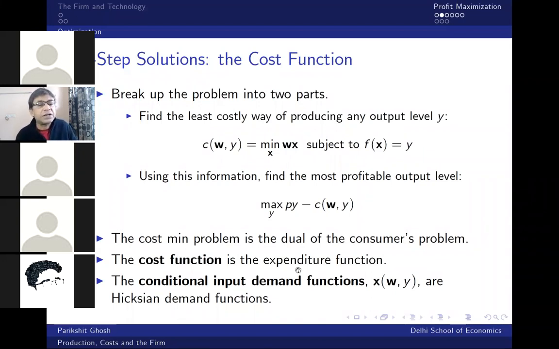All right, Rishi. So can the Shepherd's lemma also be applied here? Yeah, absolutely. Everything. All I'm saying is that these are identical. The cost function is just the expenditure function by another name. So its mathematical properties are identical to that of the expenditure function.